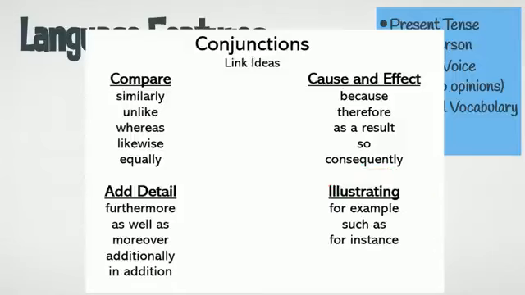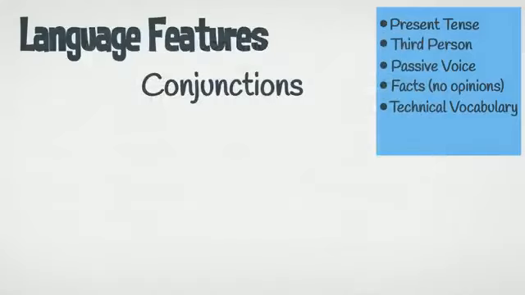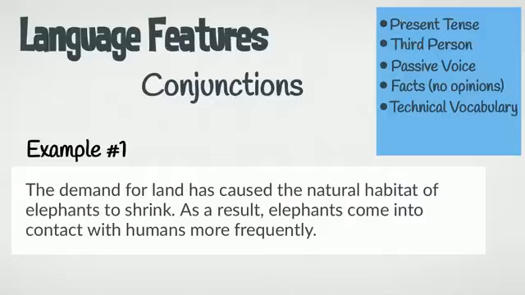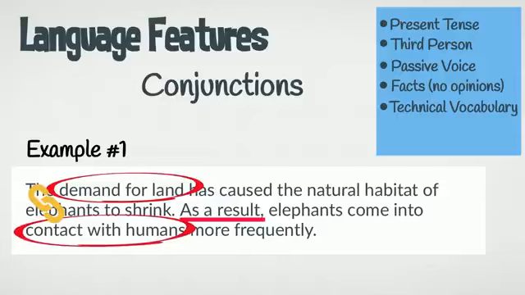We're going to look at 3 passages taken from 3 different information reports. Each will show the use of a different conjunction. Here's the first example. The conjunction "as a result" has been used. This conjunction links the demand for more land with the fact that elephants are coming into contact with humans more often.